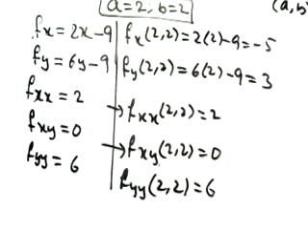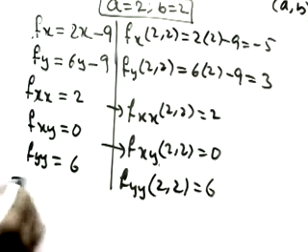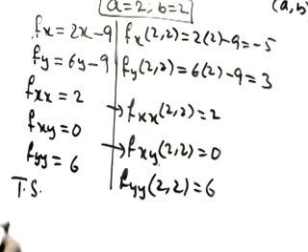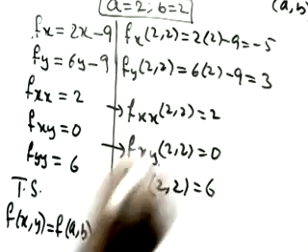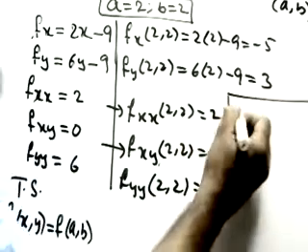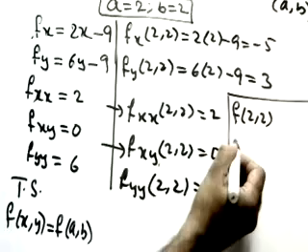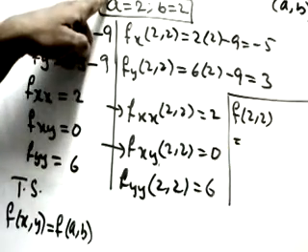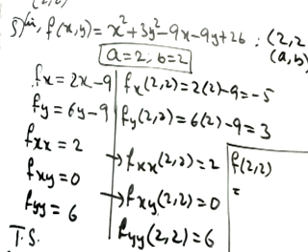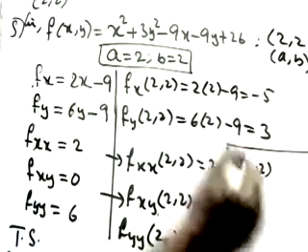Next is the formula we have to write. Let me write the formula. What formula are we having? Taylor's series is f of (x, y) equals f of (a, b). We have not found f(a, b) yet, so let me find this also. I am finding f of (a, b), which means (2, 2). So we have to substitute the values of x and y here: in place of x put 2, in place of y put 2.